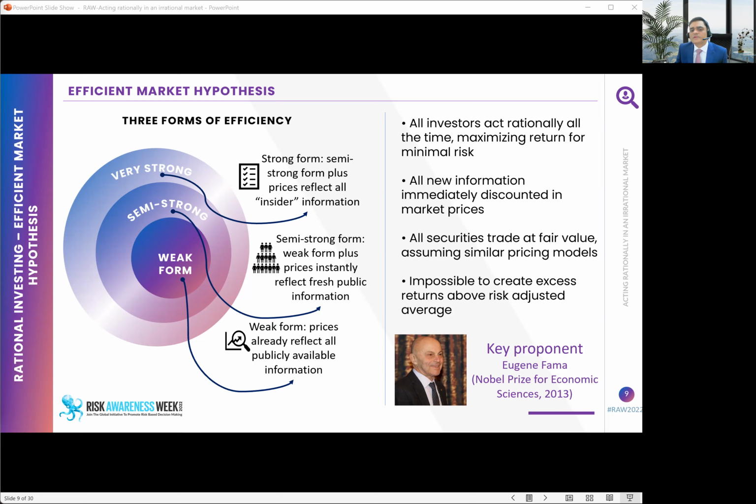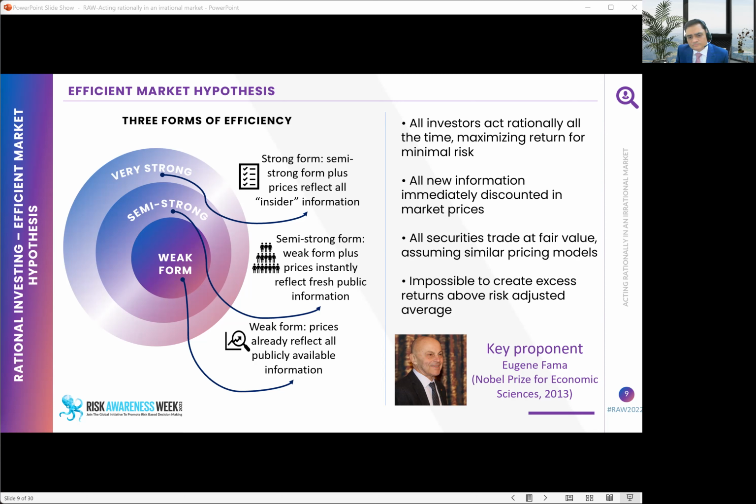On that basis, if everyone has access to exactly the same information at exactly the same time, and they are using pretty much the same kind of models, then it should be impossible for anyone to create any return which is above that of the risk-adjusted average. Maybe you can do it once or twice, but on a consistent basis, it should be impossible.